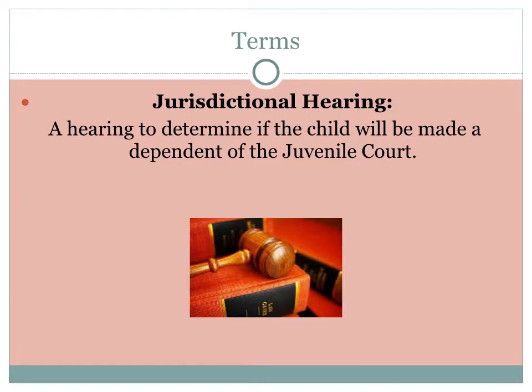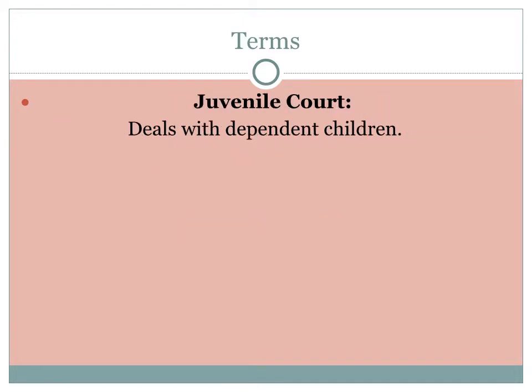Jurisdictional hearing. A jurisdictional hearing is a hearing to determine if the child will be made a dependent of the juvenile court. Juvenile court. A juvenile court is a court system that deals with dependent children.